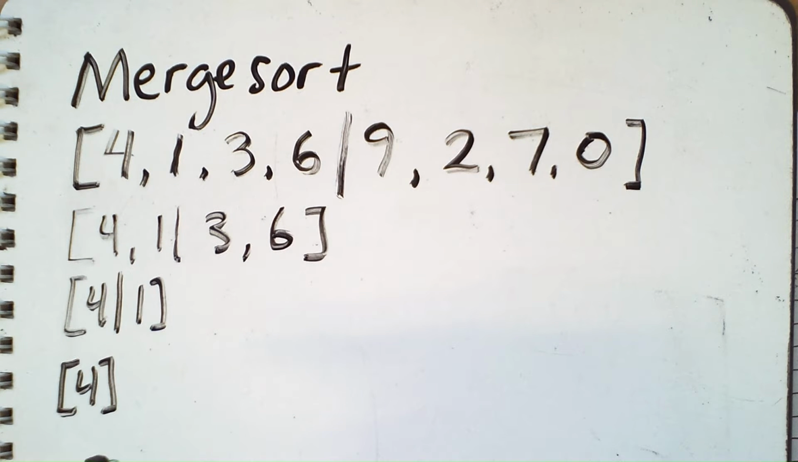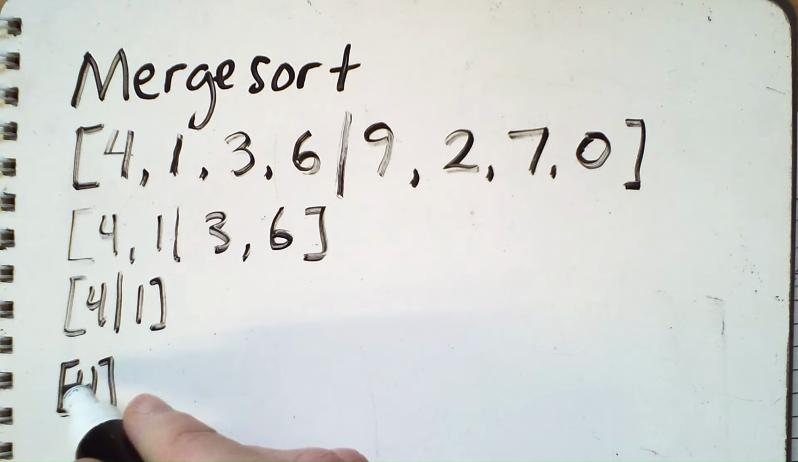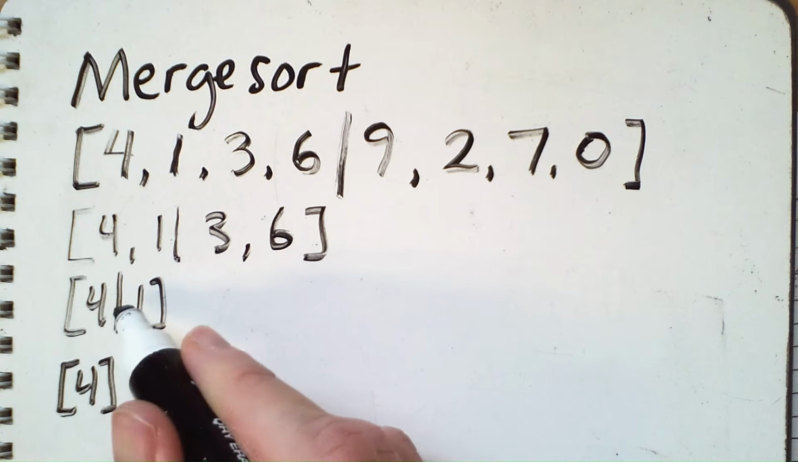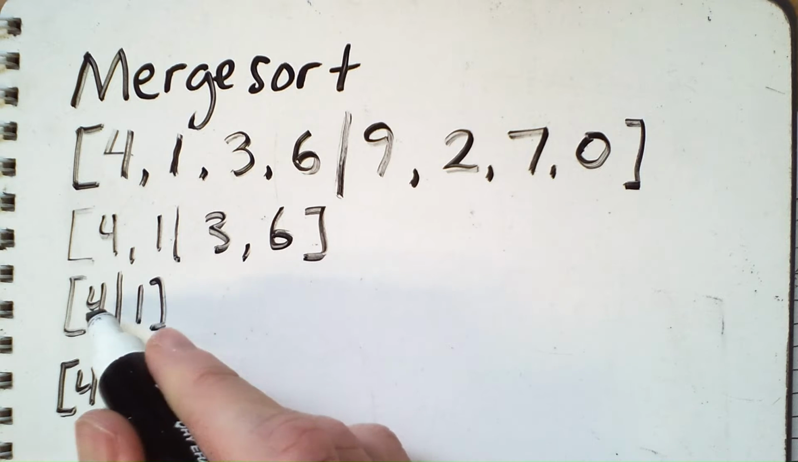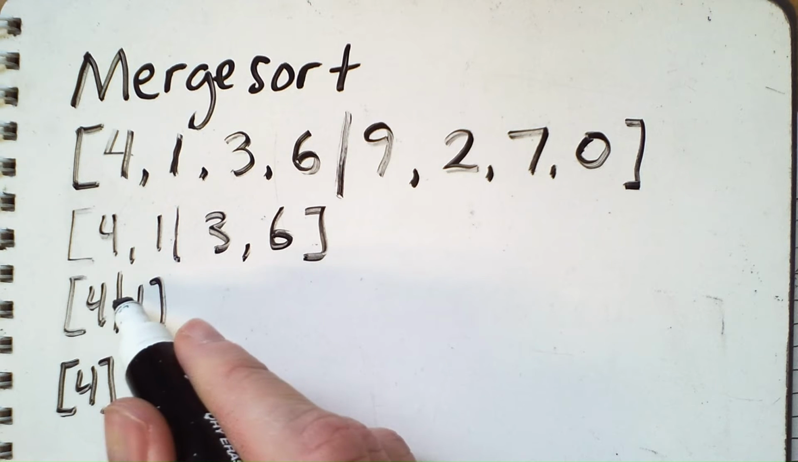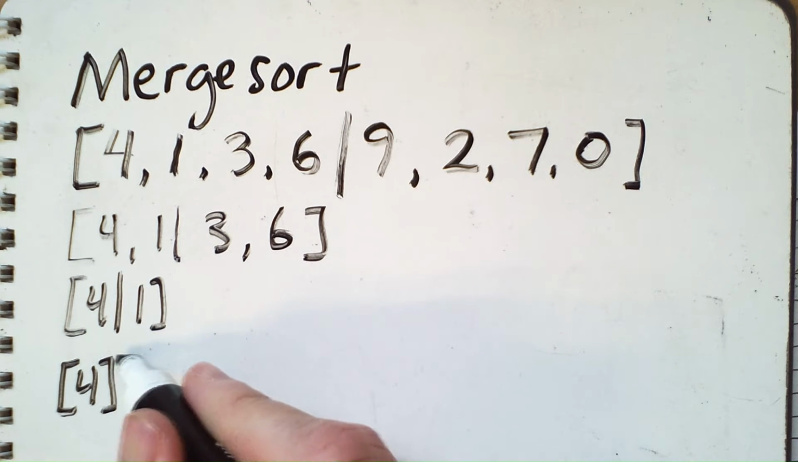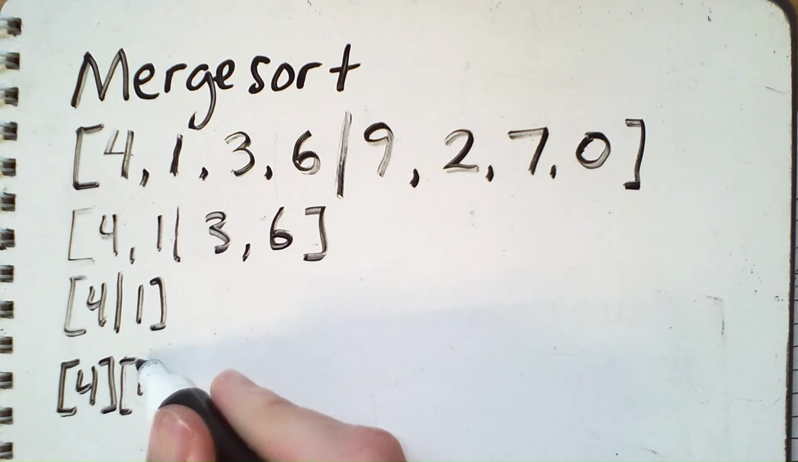And now we're at a point where we have a list or array of size 1. And if all we have is one element, then it's guaranteed to be sorted. So we're done. So what happens now? Well, back up at this level, we broke it in half, did a recursive call in the first half. Now we do a recursive call in the second half. So now we have 4 and 1.